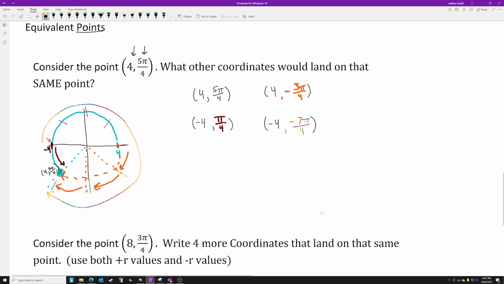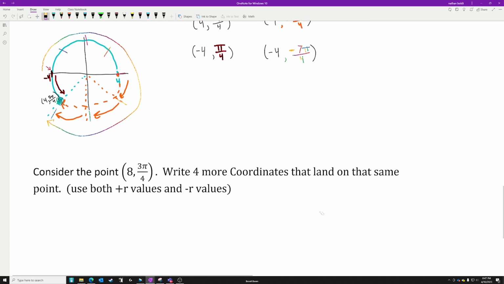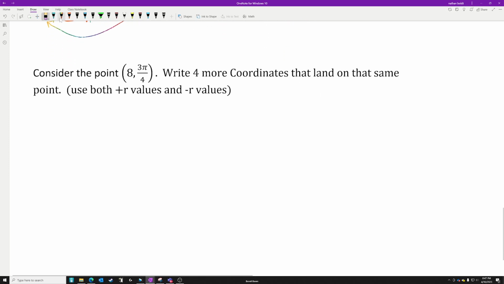All right, let me do one more, a little bit faster, so you can see how that works one more time. Consider the point 8 comma 3 pi over 4. So here, we're over here at 8 and 3 pi over 4. 1, 2, 3 pi over 4 is over here. So there's my point right there. So the first way to get to that is 8 comma 3 pi over 4.